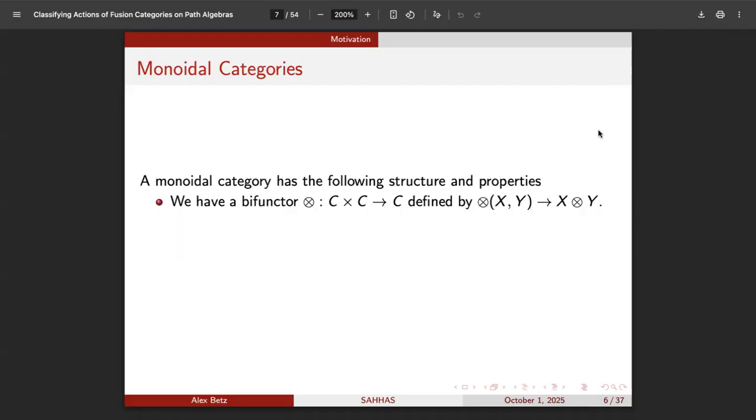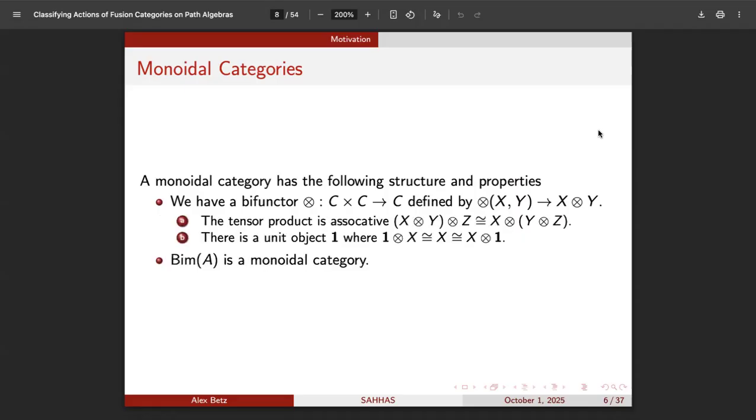We're going to define a monoidal category as a category with a tensor product that is associative and has a unit object. And so BIM-A is a classic example of what we would call a monoidal category. It's a category with an associative tensor product and with a unit.